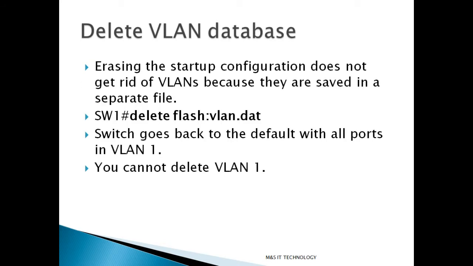Deleting the VLAN database. Erasing the startup configuration does not get rid of VLANs because they are saved in a separate file. Delete flash VLAN.dat, and the switch goes back to the default with all ports in VLAN 1. You cannot delete VLAN 1.